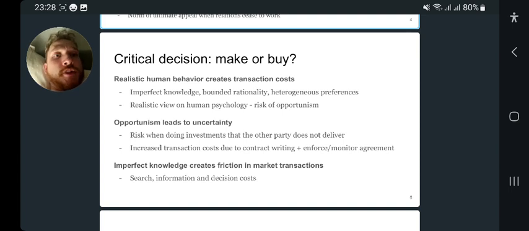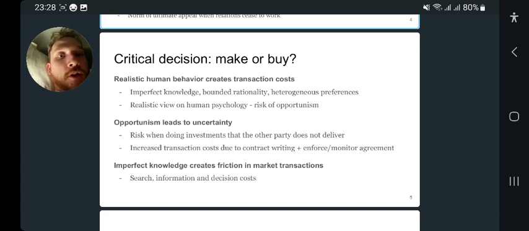And so this opportunism leads to uncertainty. There's a risk when doing investments that the other party does not deliver. And so this creates an increased demand to write contracts, and so it creates a transaction cost. And additionally, you need to enforce and monitor this agreement between the two parties after the decision has been made to conclude an agreement.